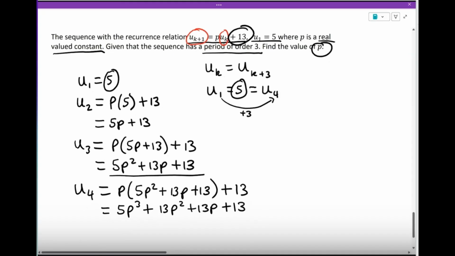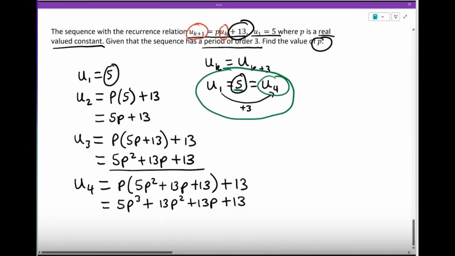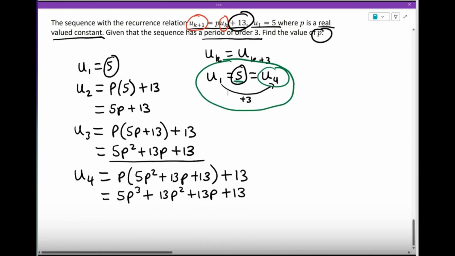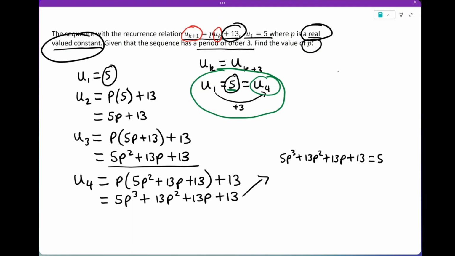So now let's make use of this key fact up here, the fact that u4 is equal to 5. So what I'm going to do is equate my expression for u4 equal to 5. So I'm going to write 5p cubed plus 13p squared plus 13p plus 13 is equal to 5. And then I'm going to subtract the 5 in order to make that side 0. So we'd get 5p cubed plus 13p squared plus 13p plus 8 equals 0.